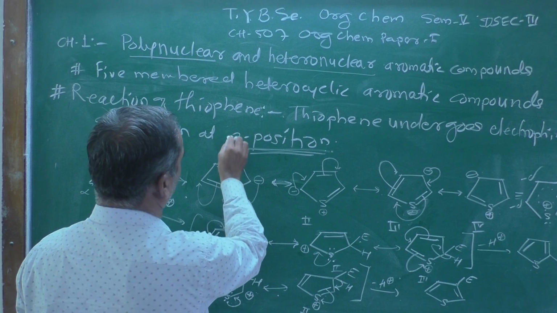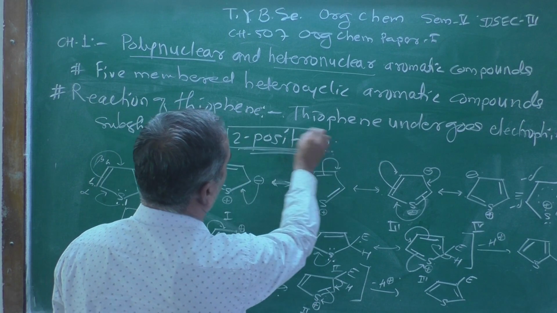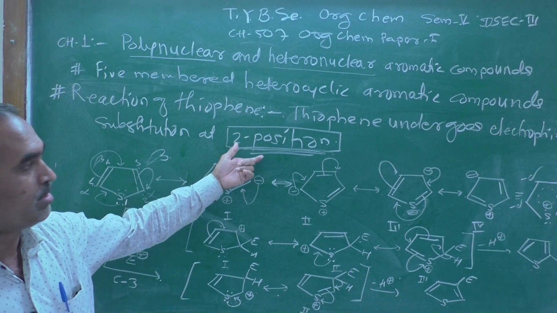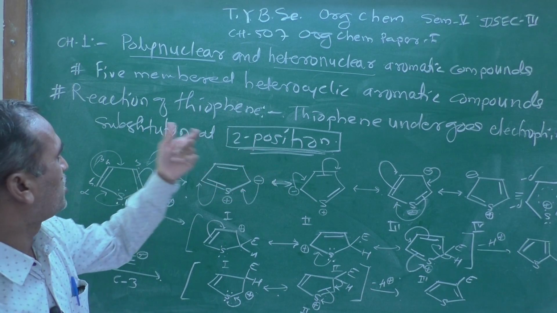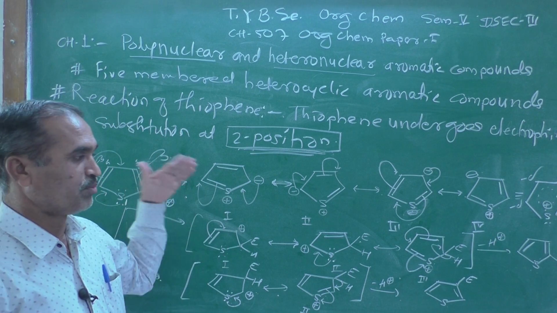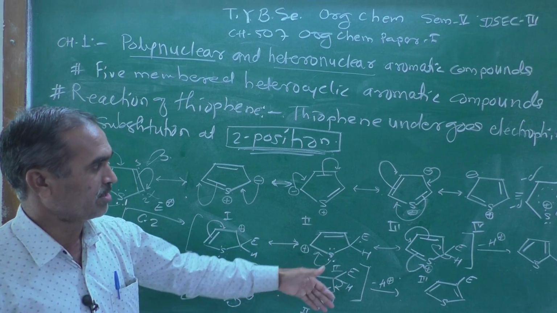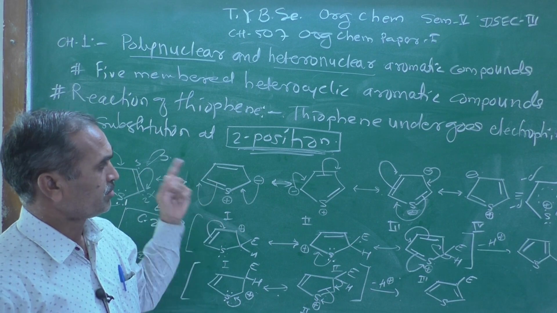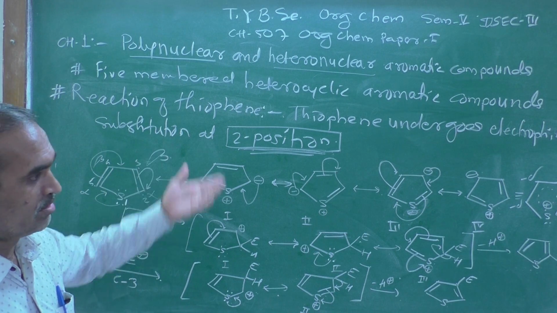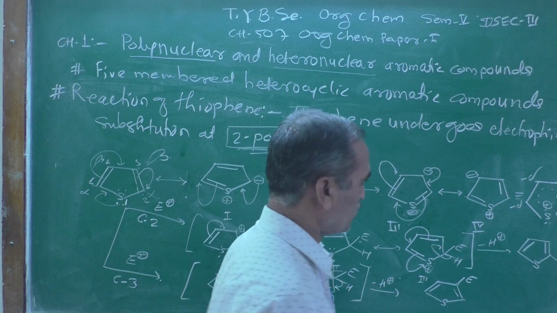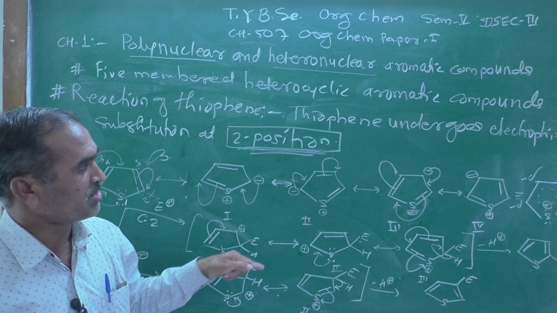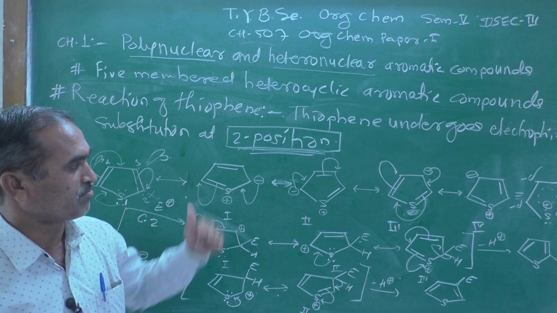I hope you got the answer. What you essentially remember here is that thiophene undergoes electrophilic substitution at two position. Why at two position? The answer is here. And if you compare the stability and aromaticity with furan, or even benzene, thiophene is more aromatic in nature than furan as well as benzene.